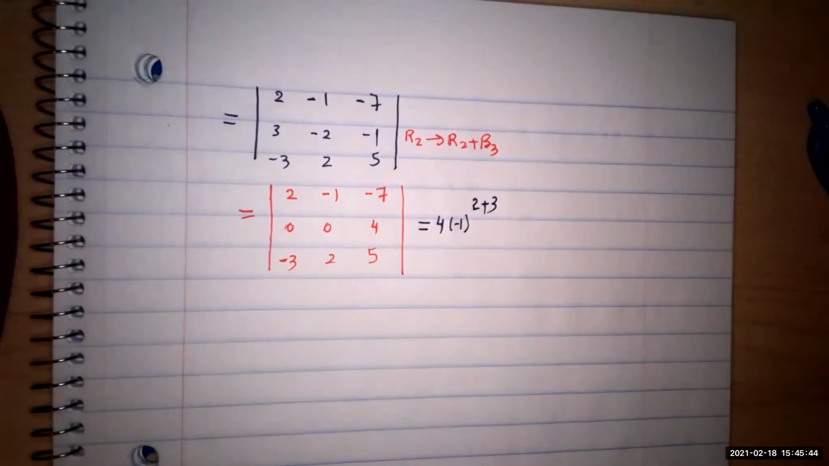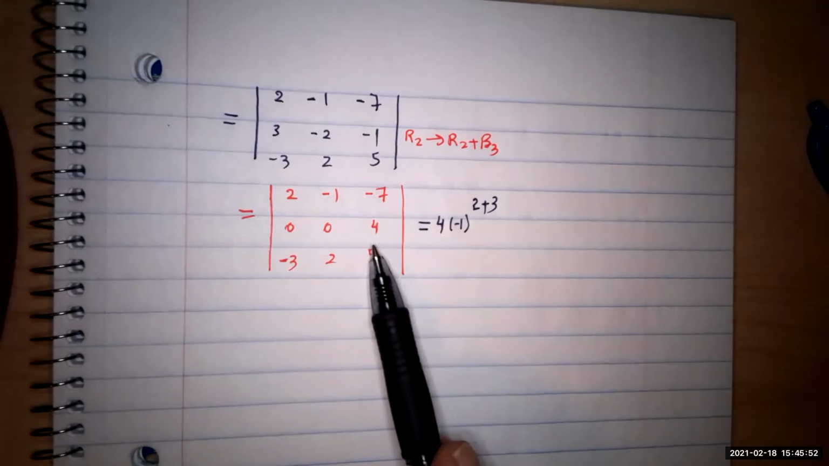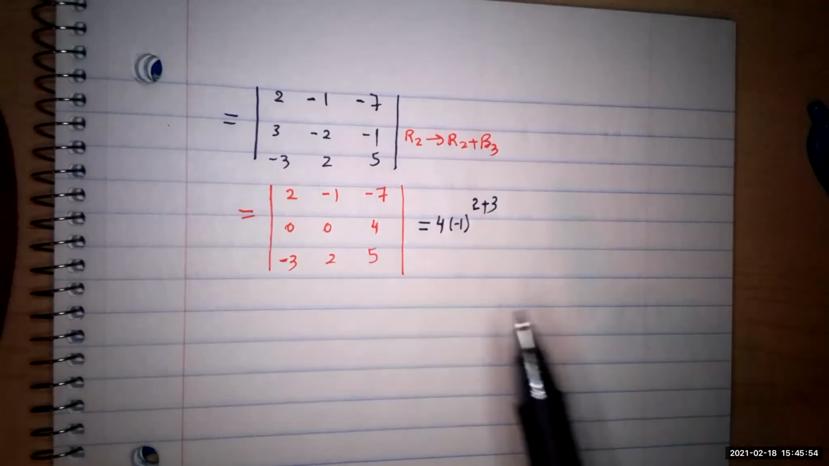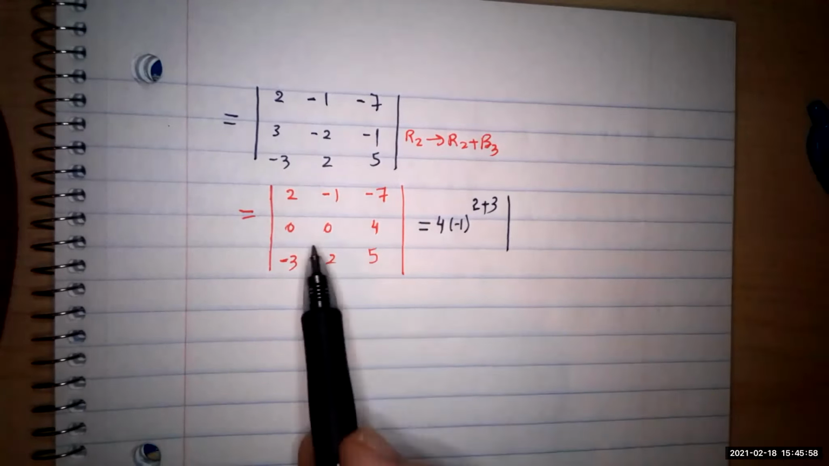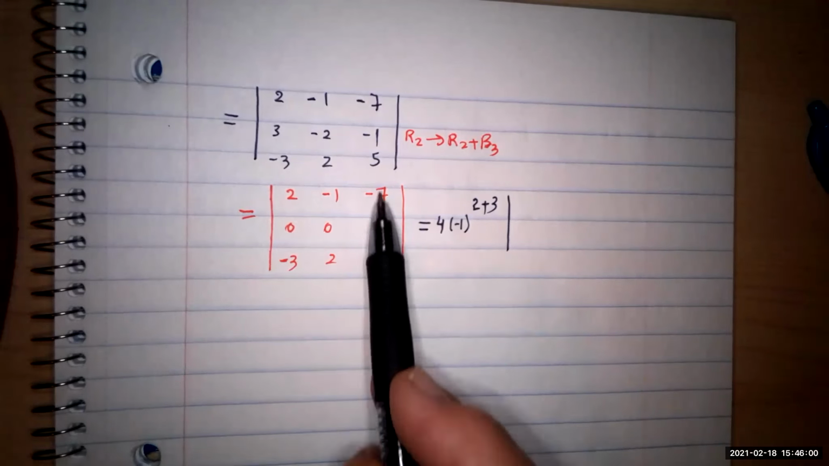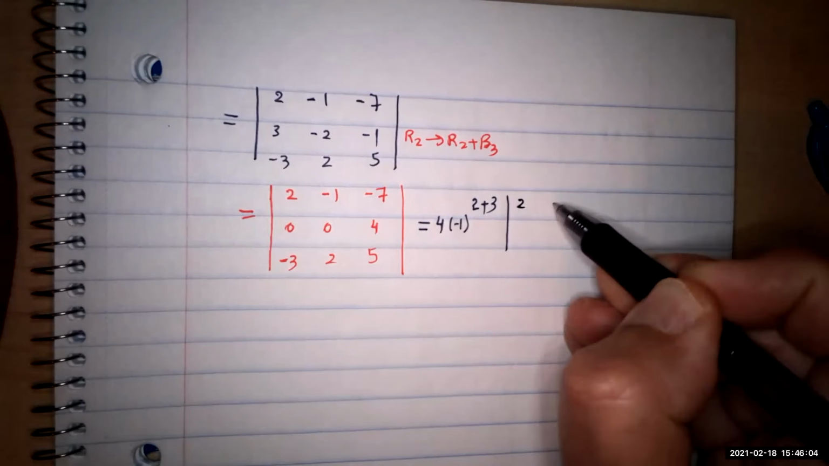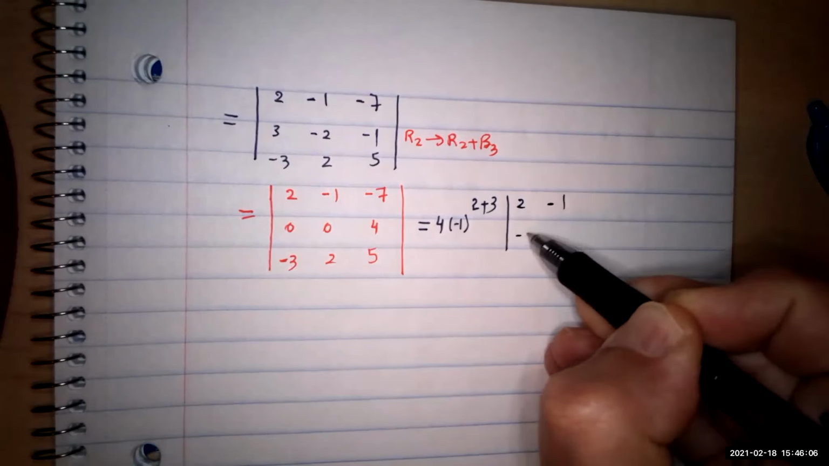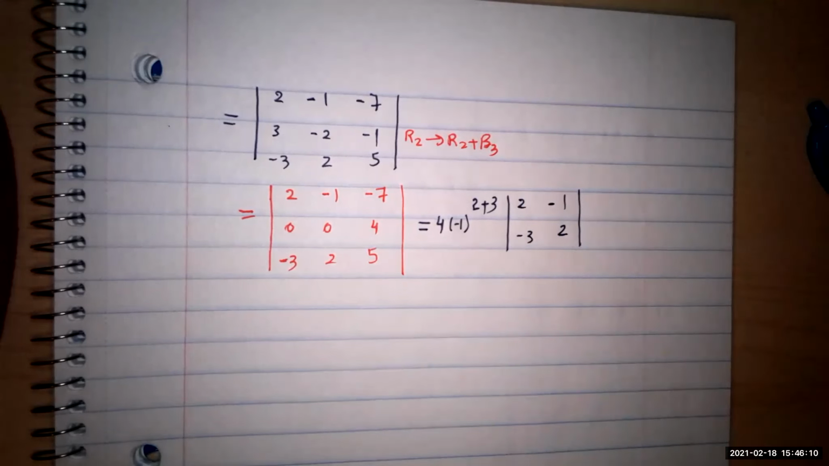Always for the signs, it is negative 1 to the i plus j. i is the row, j is the column. You are on the second row, third column, an entry of 4. Then the result is going to be the resulting matrix. You eliminate the second row and the third column, so the leftover is going to be 2, negative 1, negative 3, 2. Easy to find.